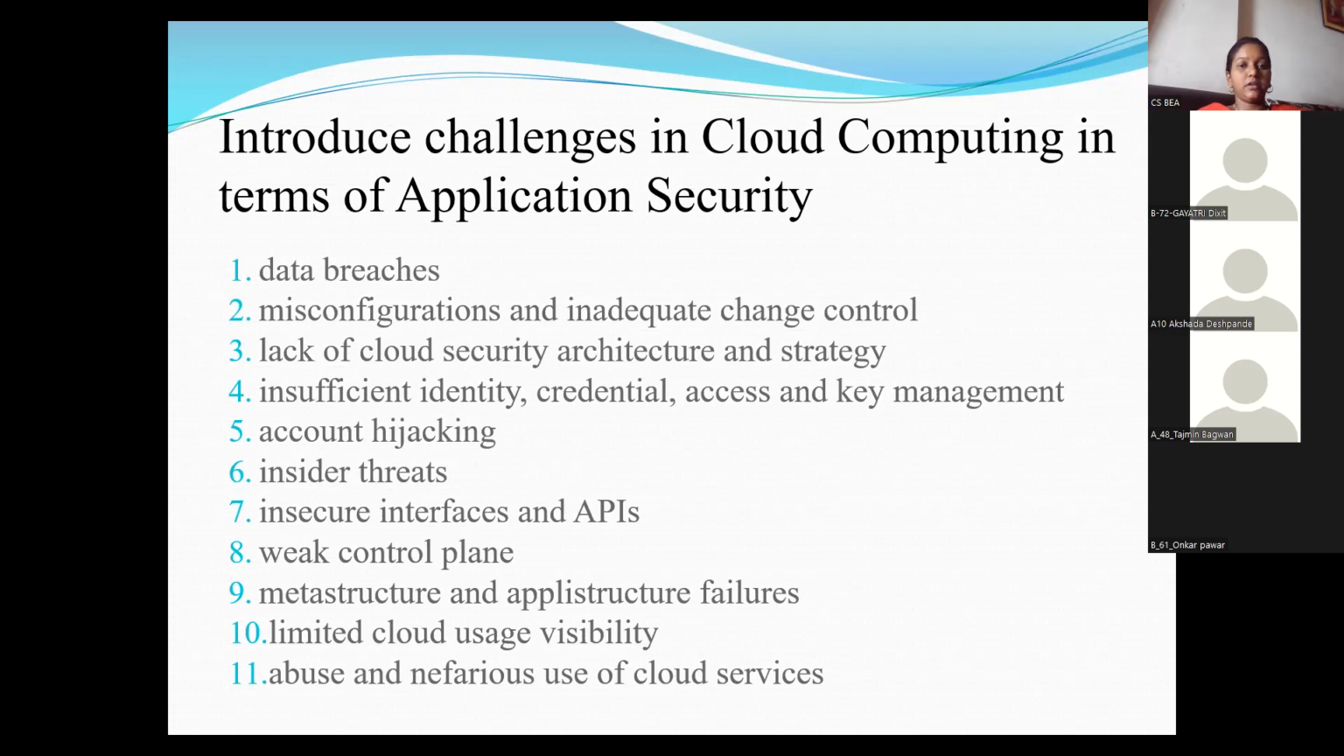lack of automated cryptographic key, password and certificate rotation. Yes, any doubt? Please mute your mic.